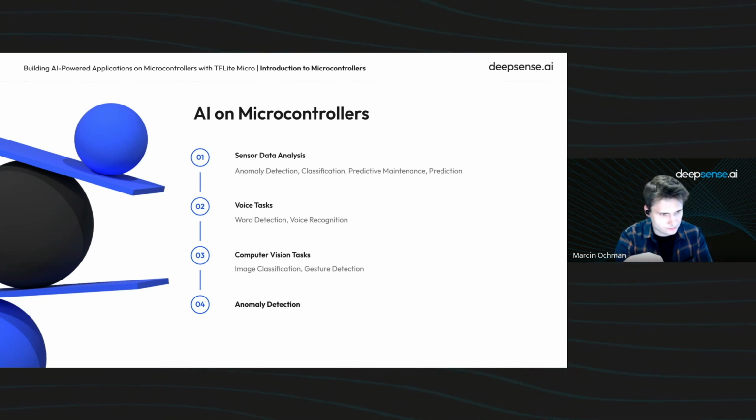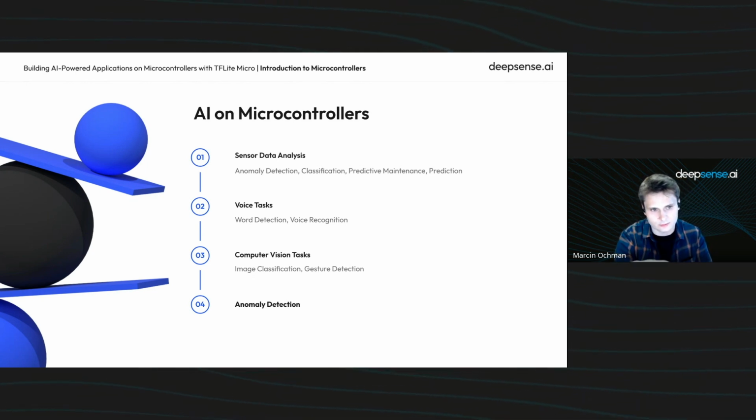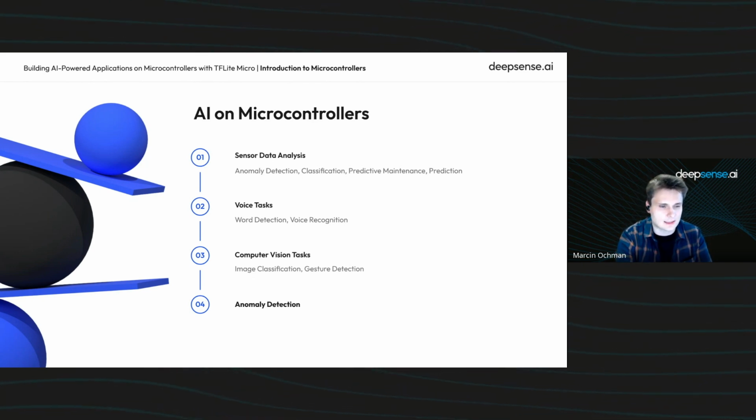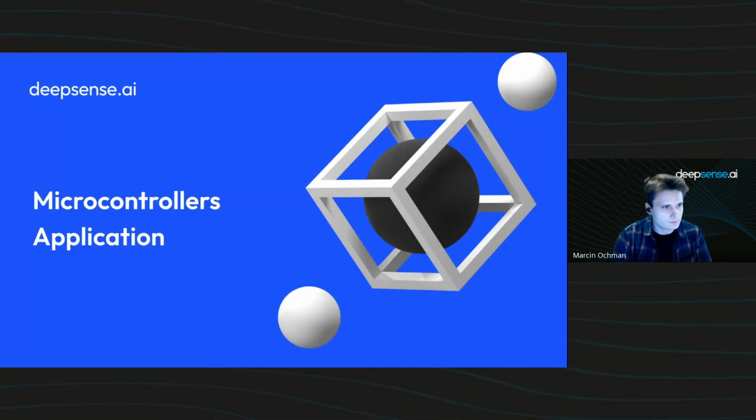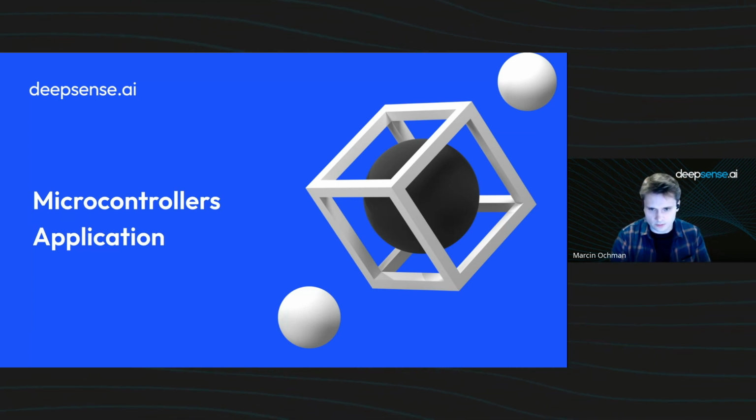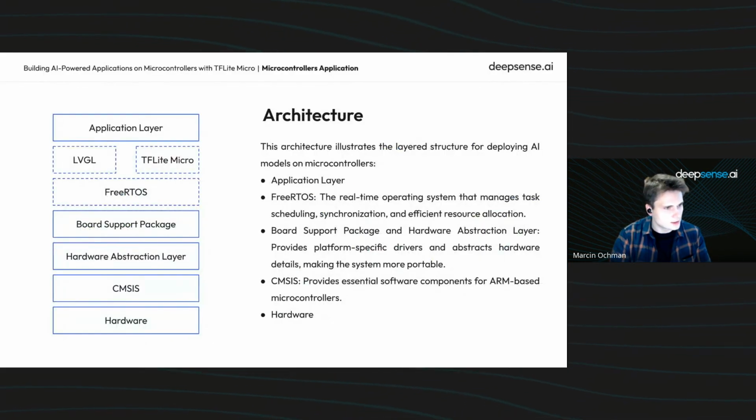However, it is important to note that these AI applications are often very simple and task-specific due to the limited resources of microcontrollers. So, for example, a microcontroller might only be capable of detecting a single phrase like "High DeepSense AI" rather than supporting complex and more generalized models. Okay, so now let's see how we can build applications for the microcontroller.